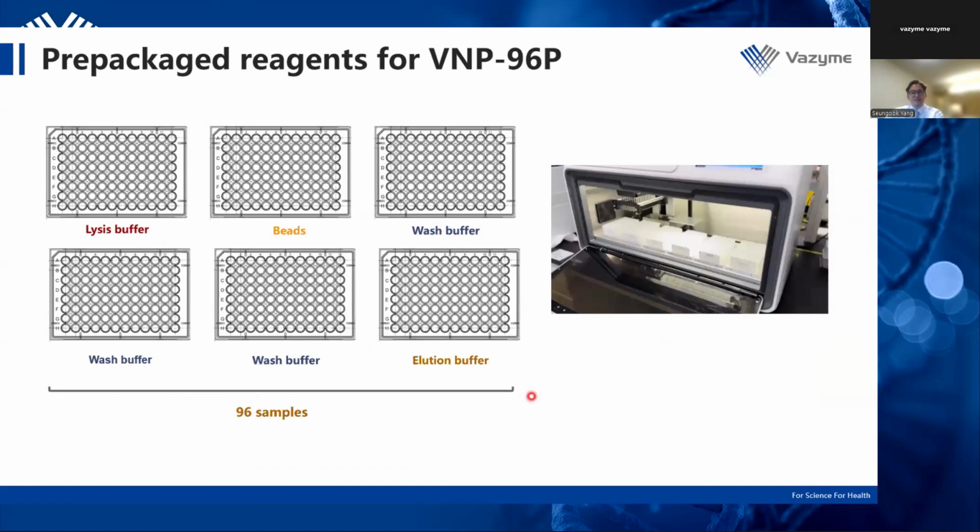And the six plates show the prepackaged kit for VMP96, and the components sequence is equal to those columns in the plates for VMP32. And all the mentioned kits demonstrate perfect compatibility with Vazyme's automated nucleic acid extraction systems.